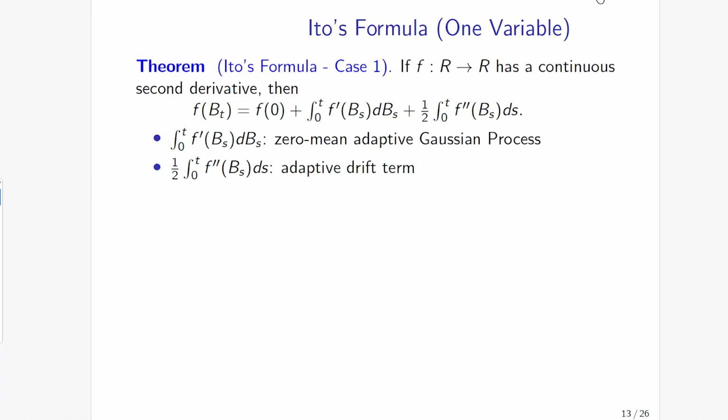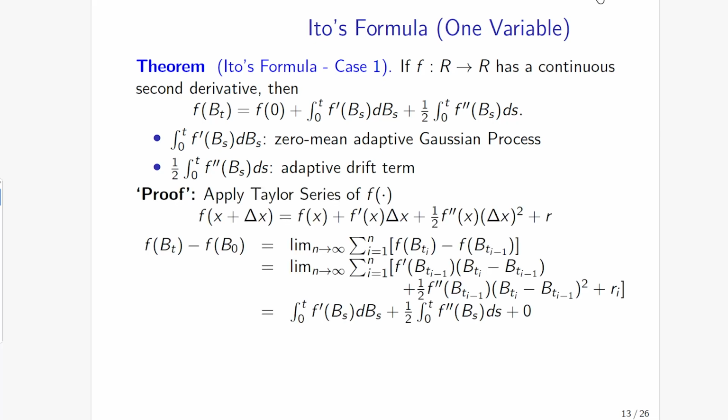In looking at this expression, what's relevant is that the first term f of 0 is a constant. The second term is a Gaussian process integral. It's an integral of Brownian motion. And then the third term is the integral of the second derivative of f, evaluated at the Bs value. And so we have an adaptive drift term.